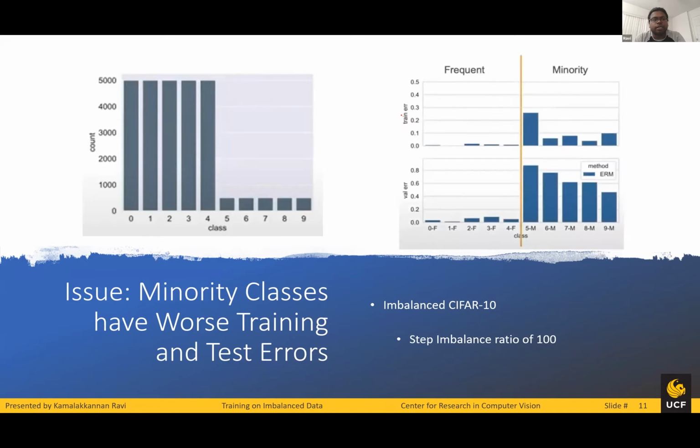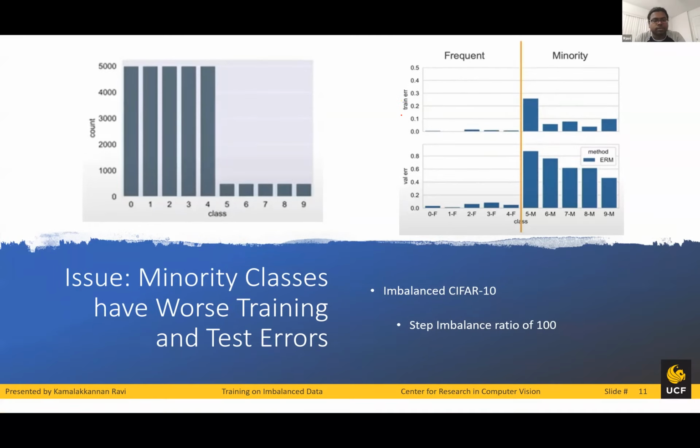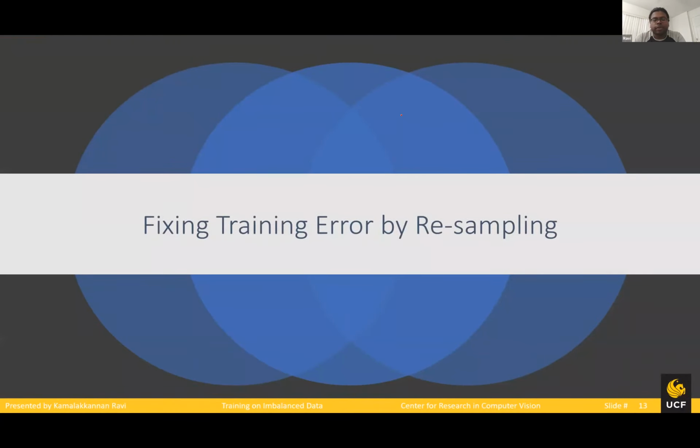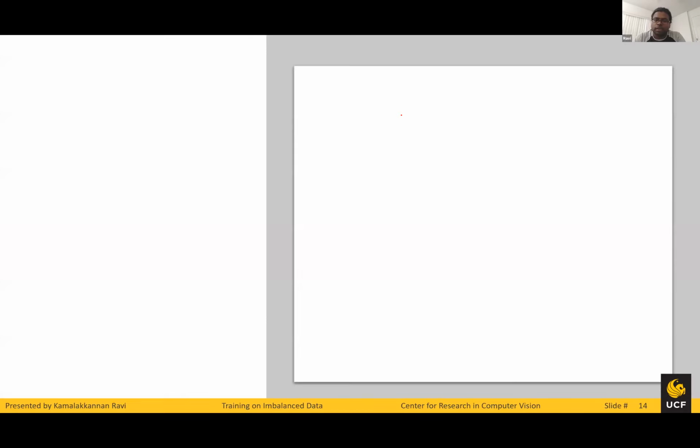This is the problem that we are dealing with: the minority, the imbalanced classes. Now that we understood the imbalanced data and its problem, let's get some information about the existing solutions in the related works. One way to solve this problem is to do resampling. With resampling, the first step we can do is undersampling. There we extract the same number of samples from the majority class as there are in the minority class.